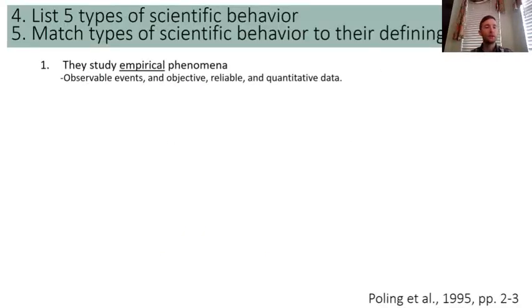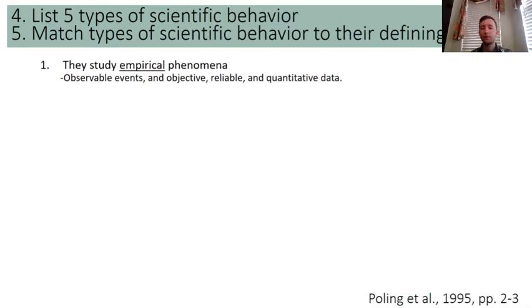Okay, so Objective 4 is to list 5 types of scientific behavior. Objective 5 is to match types of scientific behavior to their defining features. So the first is they study empirical phenomena. That's one type of scientific behavior. Something a scientist does is a scientist studies empirical phenomena.